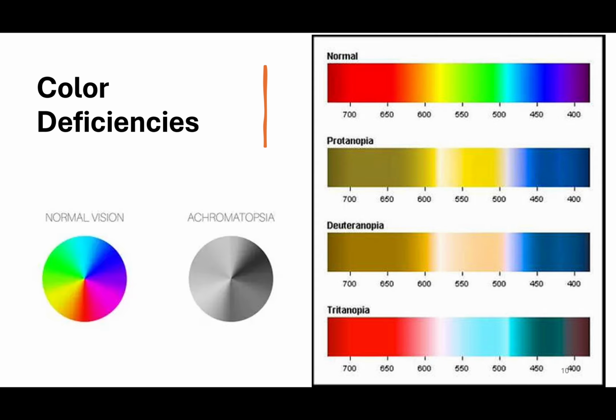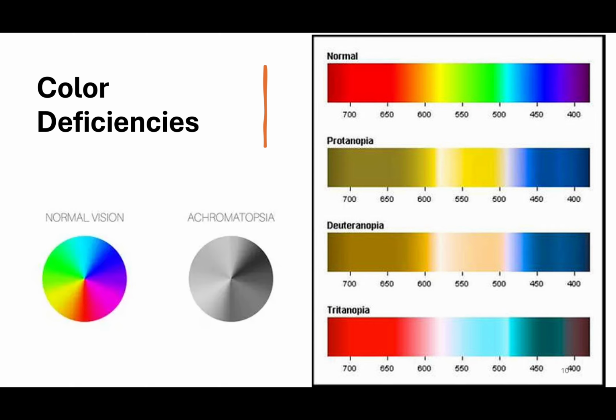Finally, the chapter covers different color deficiencies. Some people are dichromats, meaning they're missing one type of cone. Depending on which cone type is missing, they have trouble distinguishing reds, greens, or blues.